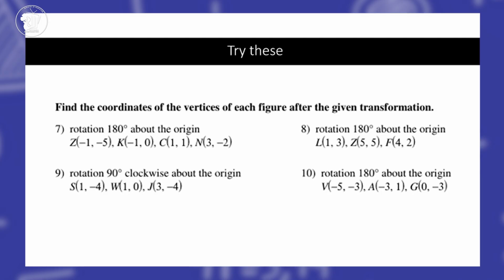So of course, I must leave one for you to practice on your own or with a friend. Find the coordinates of the vertices of each figure after the given transformation. Of course, we're looking at rotation. So you want to plot these points and then rotate each point 180 degrees about the origin, and then the same thing, 90 degrees about the origin, 180 degrees about the origin, and 180 degrees about the origin. The thing about 180 is you don't need to state whether it's clockwise or anti-clockwise, because 180 clockwise would give you the same thing as 180 anti-clockwise.